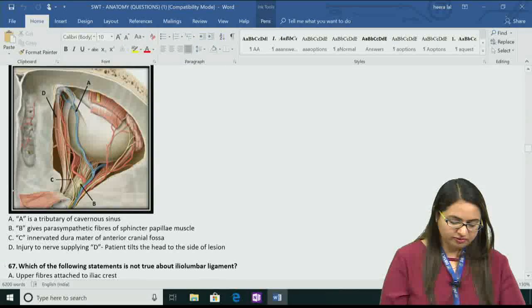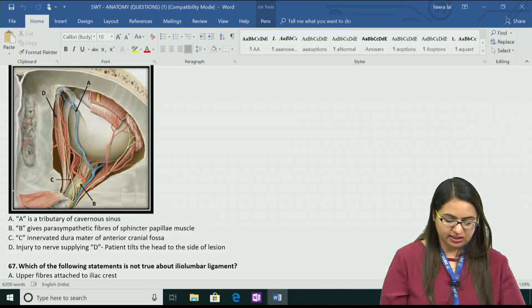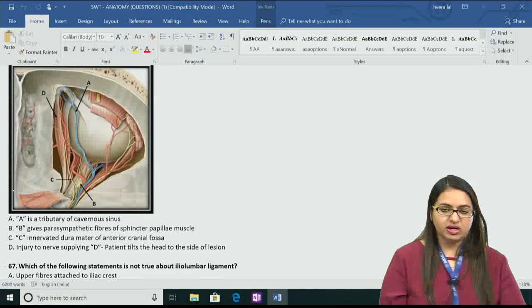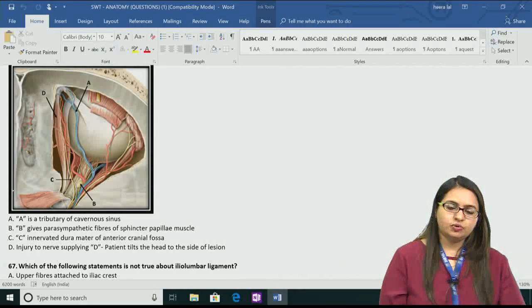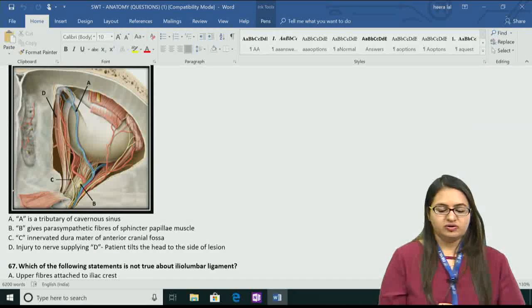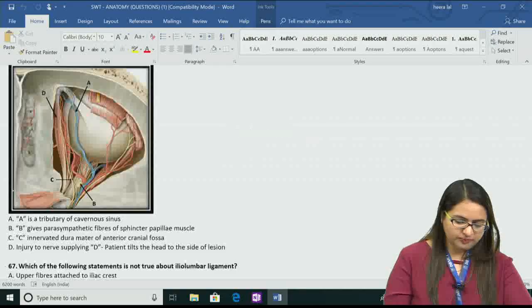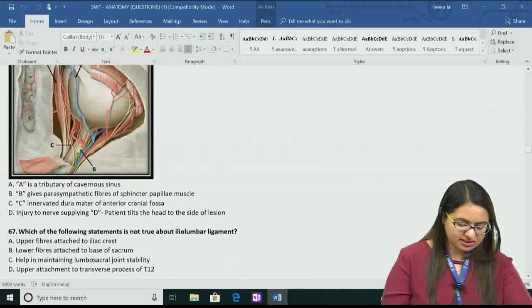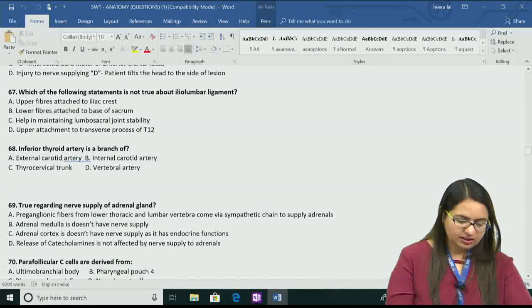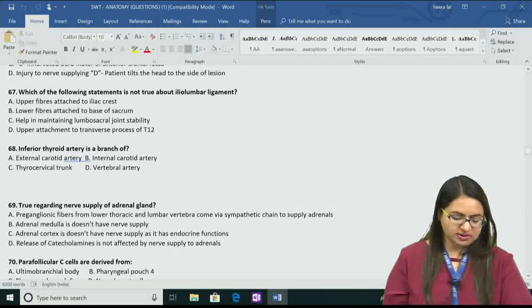In injury to the nerve supplying the superior oblique, the patient tilts the head to the side opposite to the lesion. So if the lesion is towards the right side, the tilting of the head will be towards the left side. So this option is not correct, and the answer for question number 66 is D. The next question is question number 67.